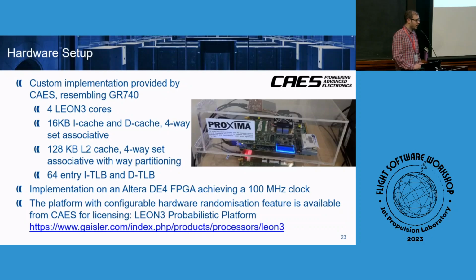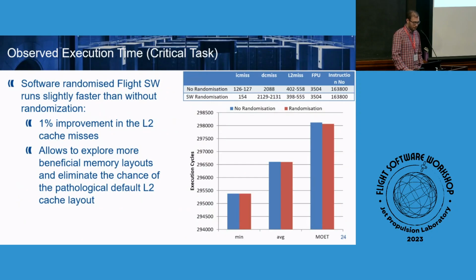And this platform is available from Gaisler under licensing. It's called the Leon 3 probabilistic platform. It comes with a configurable setting. It can have the hardware software randomization, or it can be used as a conventional deterministic platform, which was the case in this study. Because in that case, we have provided the randomization at software level.